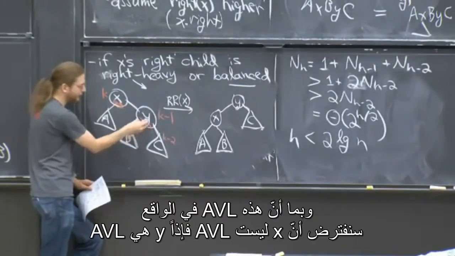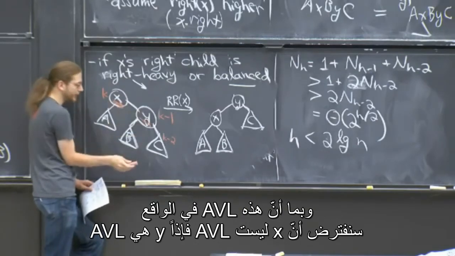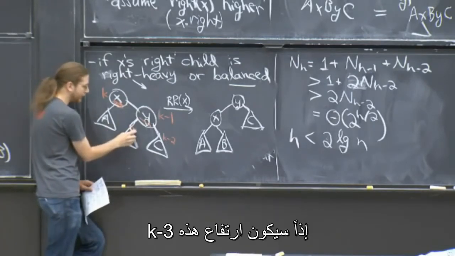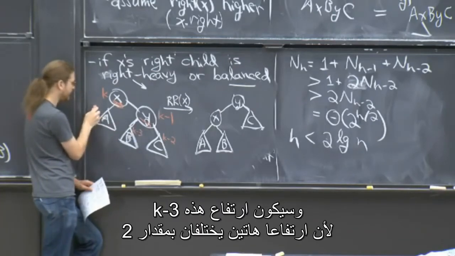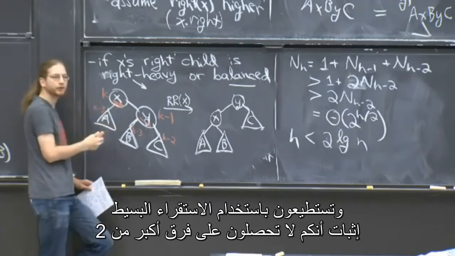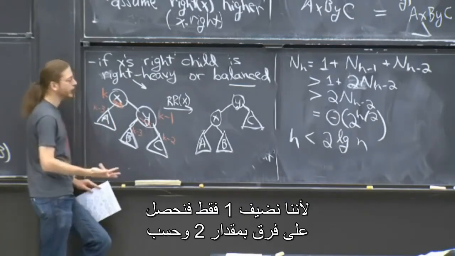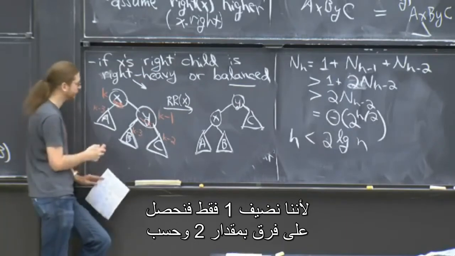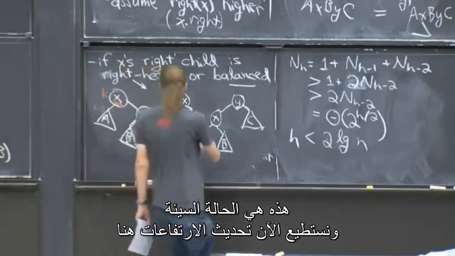In fact, because we assumed that x was the lowest node that is not AVL, y is AVL. And so this is going to be k minus 3. And this is going to be k minus 3 because these differ by 2. You can prove by a simple induction you never get more than 2 out of whack, because we're just adding 1 to an off by 1. So we get off by 2. So this is the bad situation. Now we can just update the heights over here.